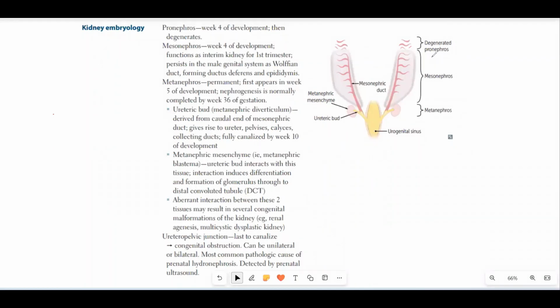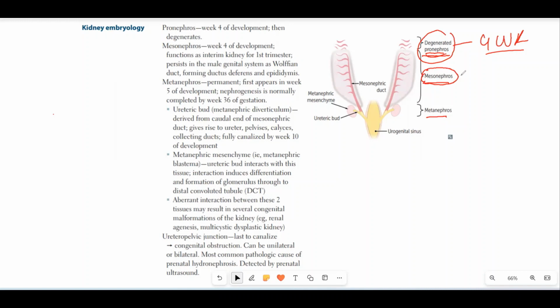So, kidney embryology. The kidney develops in a series of three sets. The earliest one is the pronephros, the second is the mesonephros, and the third is the metanephros. The pronephros develops in week 4, and after that it degenerates. After the pronephros degenerates, the mesonephros arises.